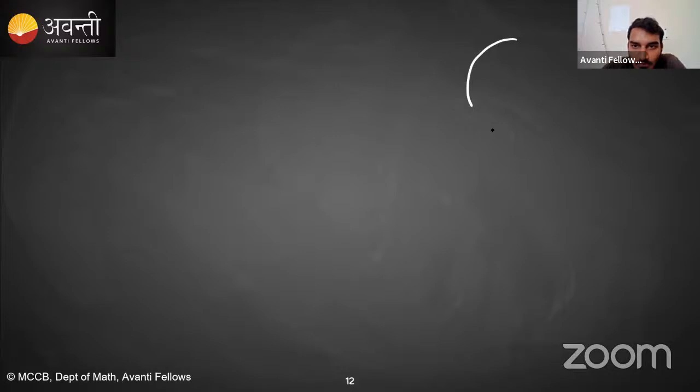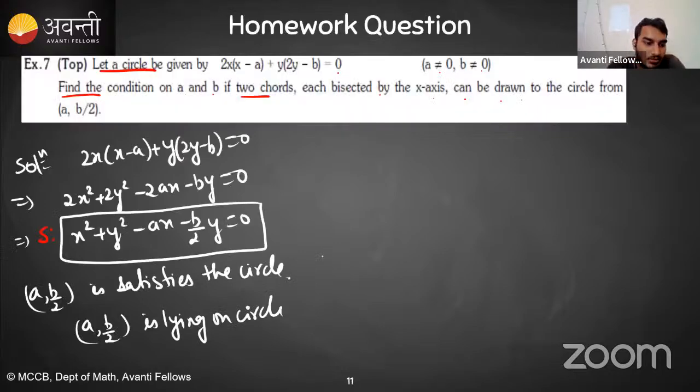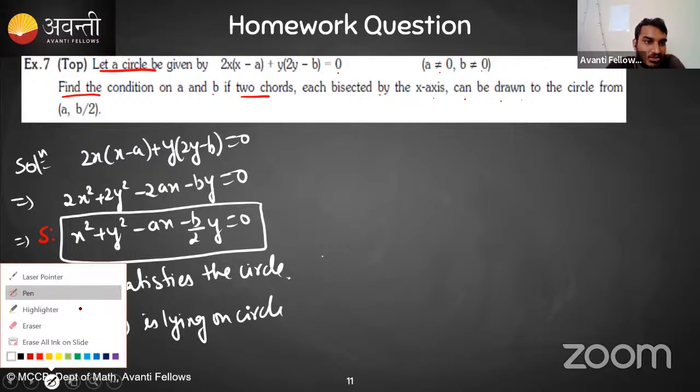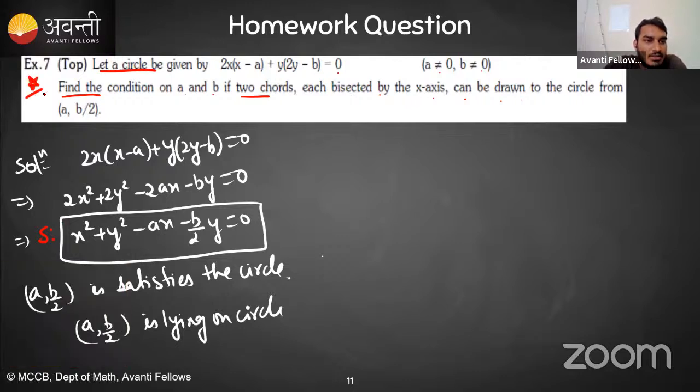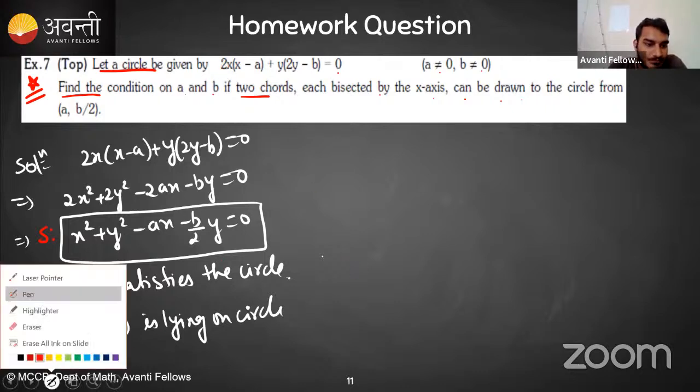I'm drawing the circle. Everyone, please focus. This is a very important question. And this type of question you will see many times in the exams. Because the thinking that I'm going to tell you is very important. The approach of this question is important.